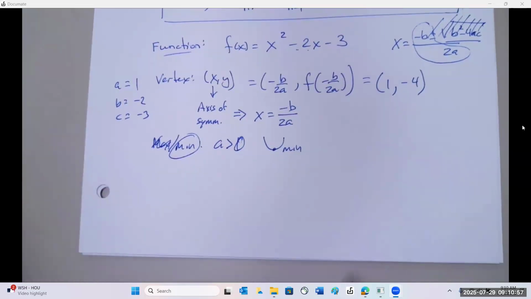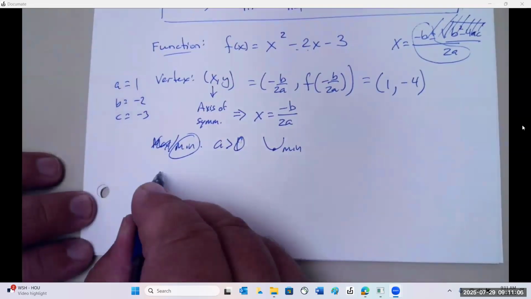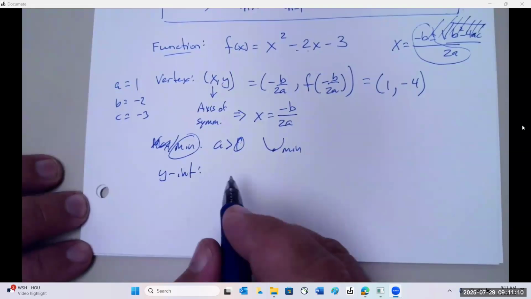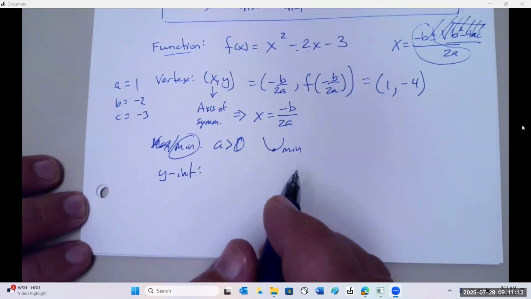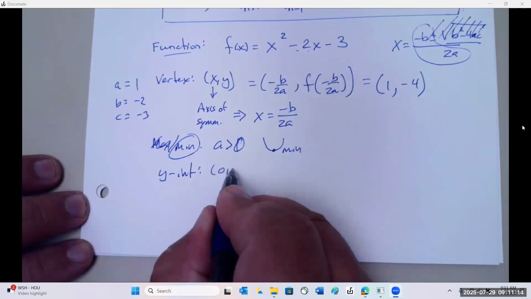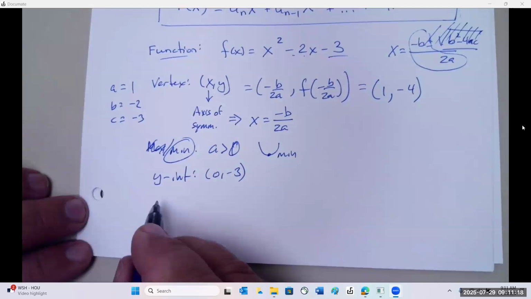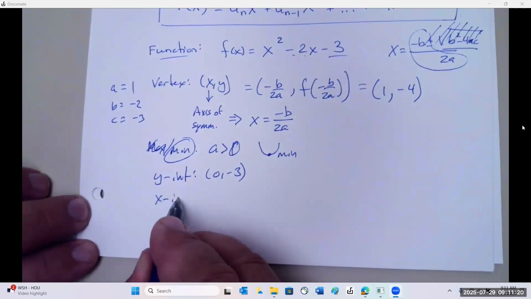What else do we know? What else can we figure out? What else do you need to graph it? What's the y-intercept? Is what? There you go. 0, -3. Because it's the constant. Okay, since we have a y-intercept, how do we find the x-intercept?